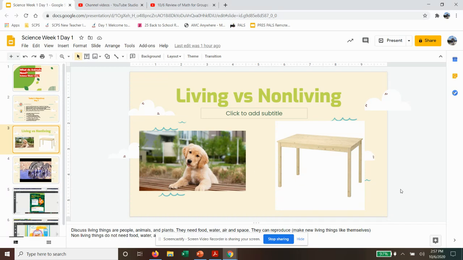This table, on the other hand, is a non living thing. It can survive without food or water or air and space, and it can't reproduce. And that is an example of a non living thing.